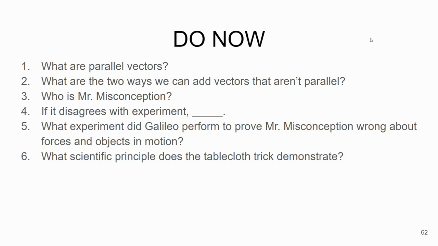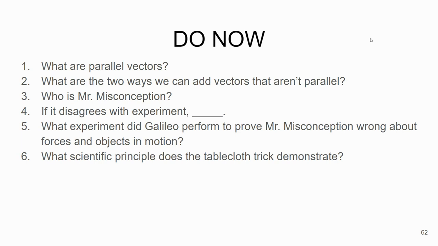So what are parallel vectors? These are vectors that are either in the same direction or in exactly opposite directions. And those are fairly easy to add together. Question 2, if you have two vectors that aren't parallel, how can you add them together? The two ways we talked about are the parallelogram method and tip to tail.